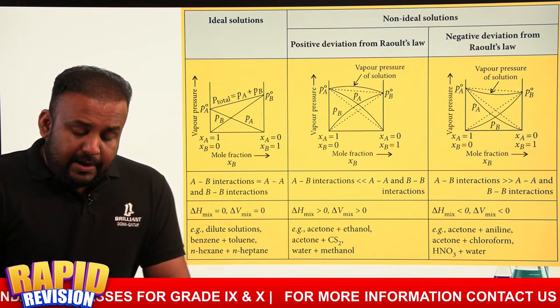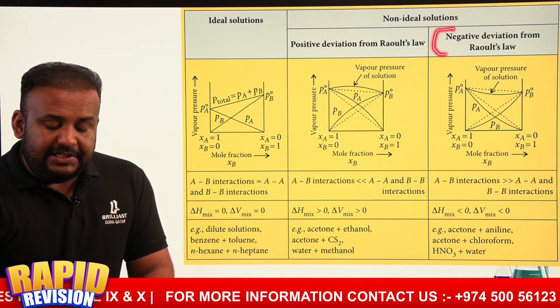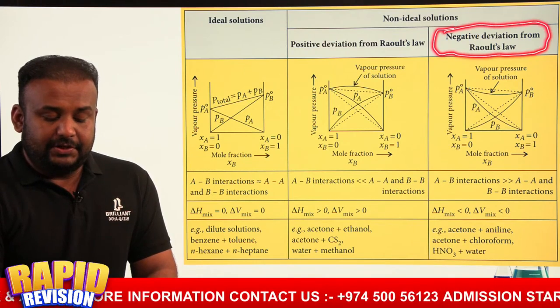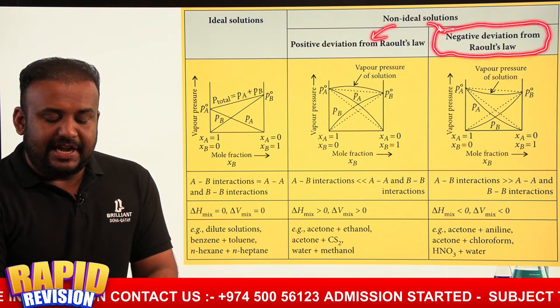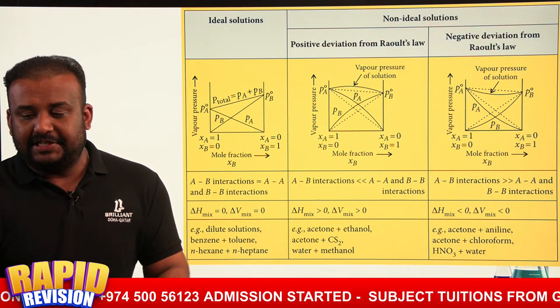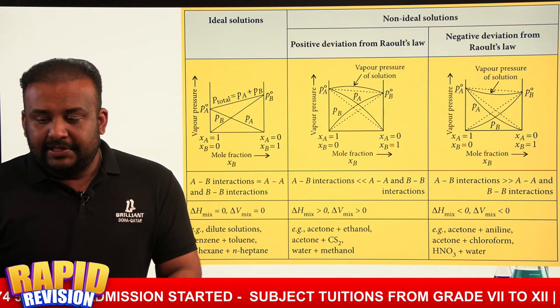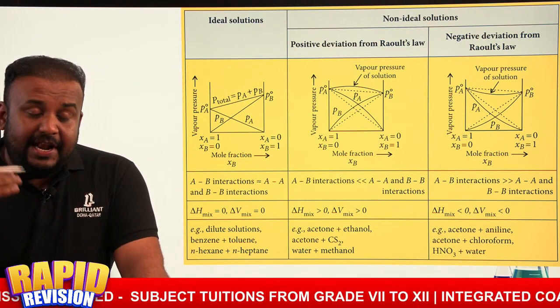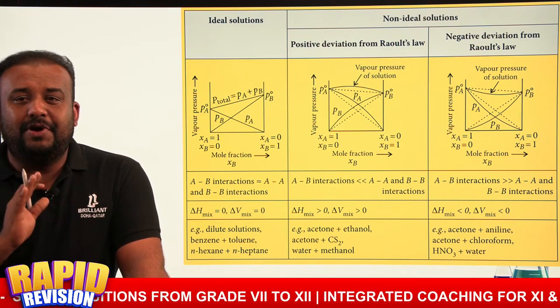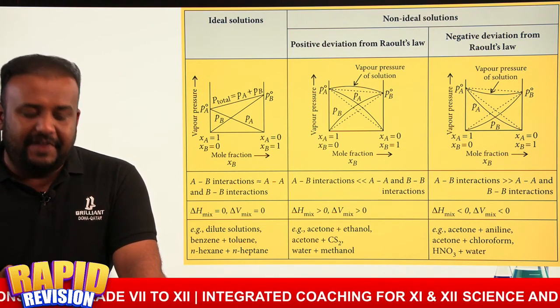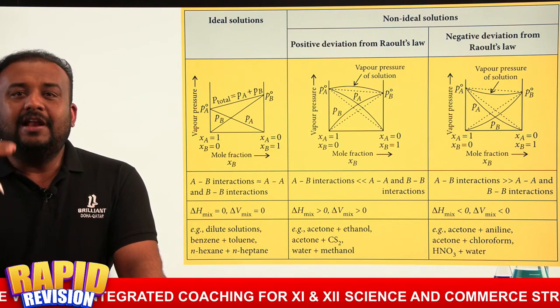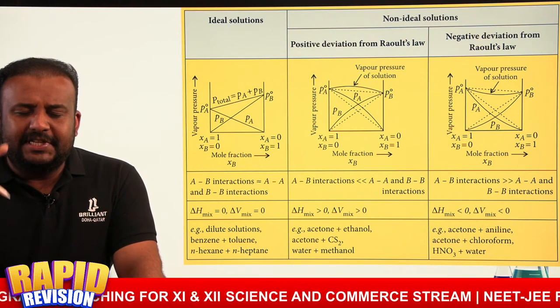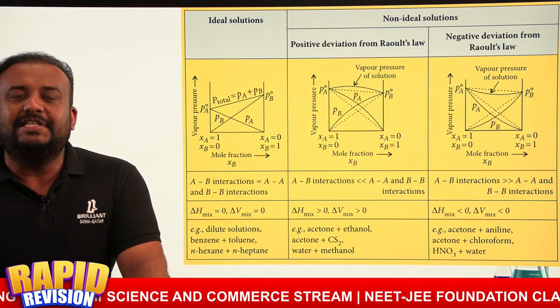Excellent. Now, the next deviation is called negative deviation. So, as I said, non-ideal solutions have two variations. One is positive deviation, one is negative deviation. Positive deviation, the reason you understood. The exact opposite is negative deviation. Very easy. Here, the observed pressure is lower than what is expected.